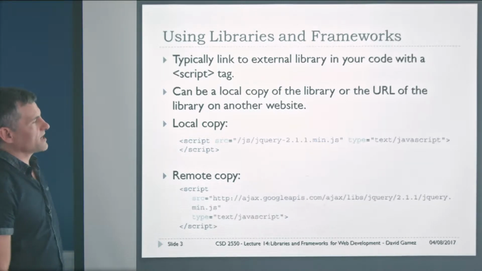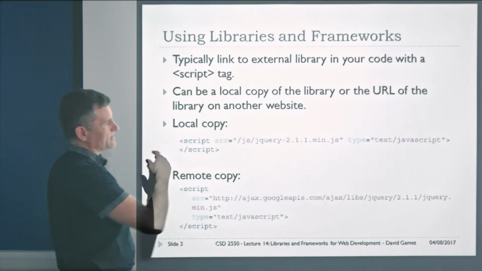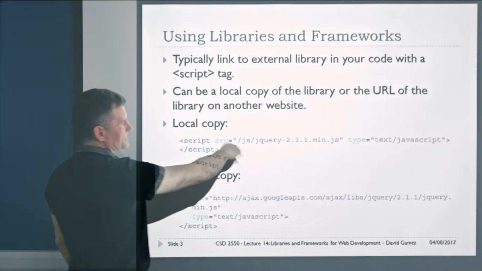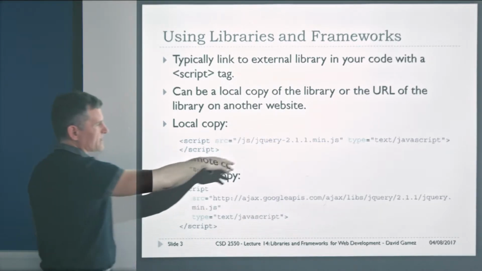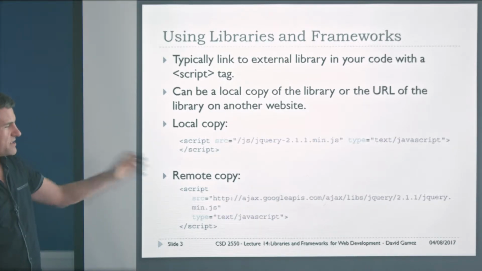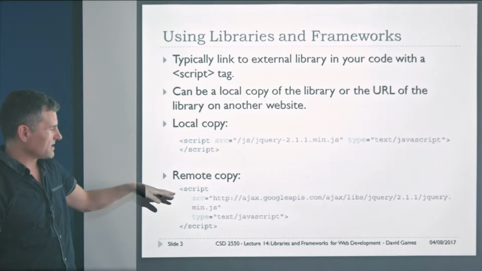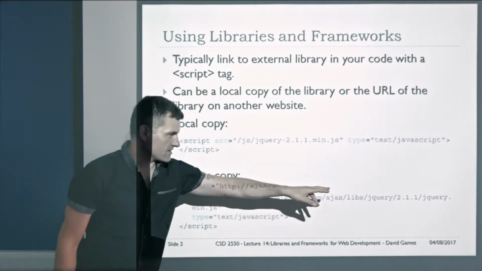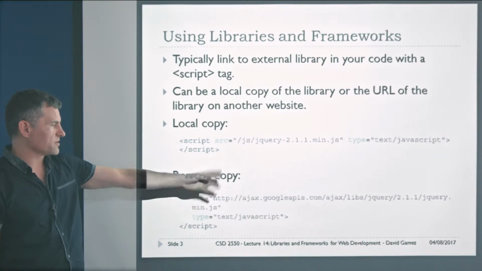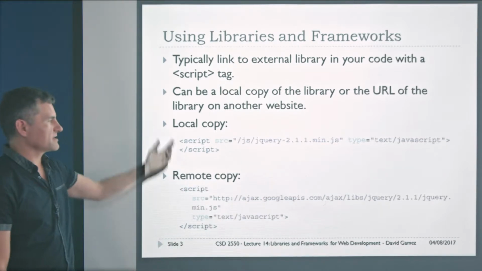So to use them, there are two ways in which you typically use libraries and frameworks. One way is you download the library or the framework, you put it in the same folder or a subfolder of your website, and then you just include it like normal JavaScript. The other way is just to use the remote copy, which is kind of the easier way in many ways. As long as the remote copy doesn't go down, you just specify the URL. For example, this is the remote copy of jQuery on the Google repository. And so you can just specify the link as a remote link instead of a local link.